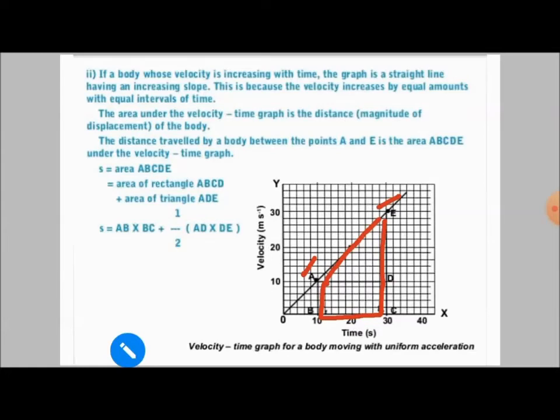So it will become the area of the rectangle plus the area of the triangle. And we know that the area of a rectangle is equal to height into breadth, and the area of a triangle is half base into height. So S will become AB into BC, plus the area of the triangle, which will become half AD into DE.